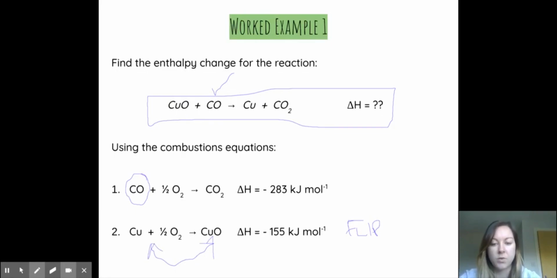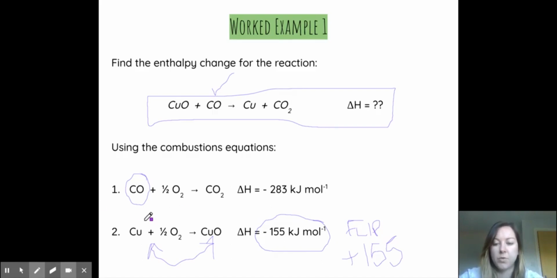Now, an important point to note about flipping equations is if the forward reaction, and we know this from equilibrium, is exothermic, if we flip that, it becomes the reverse reaction, which is then going to be endothermic. So this negative 155 value that we have here, if you flip the equation, you have to change the sign to show that it's now an endothermic reaction. So you flip it, it becomes 155 as a positive number.